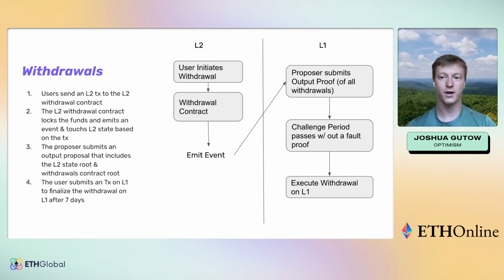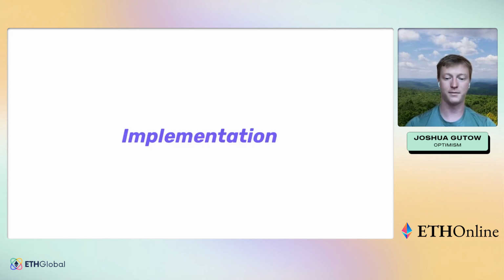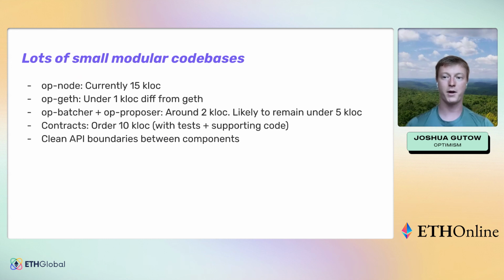That's basically the overview. There's a couple more details about assembling all of the proofs, but that's a mid-level overview, not fully high level. So we have a couple of data flows. Let's talk about how it's all assembled. We've been talking about a bunch of different components, and these are a lot of small modular code bases. The OP node is about 15,000 lines of code. OP geth is about an extra 1,000 lines of code on top of normal geth, and we find that's what it takes to get another execution engine onto Optimism.